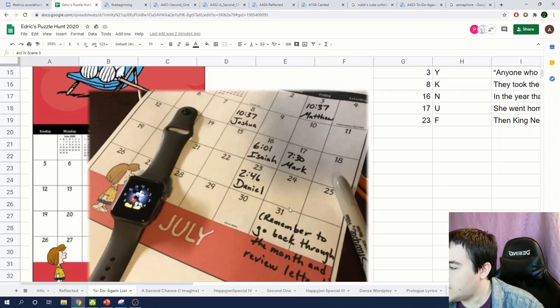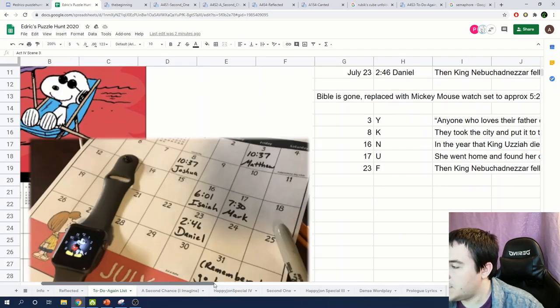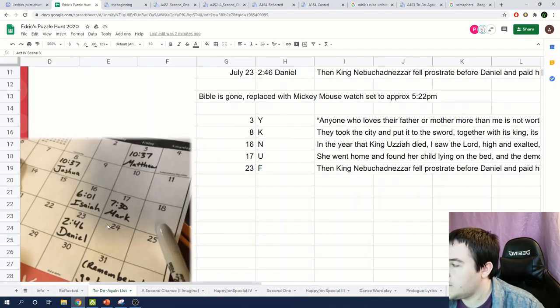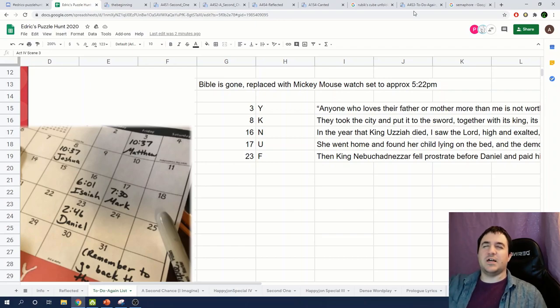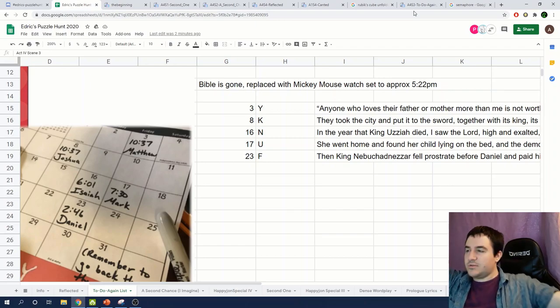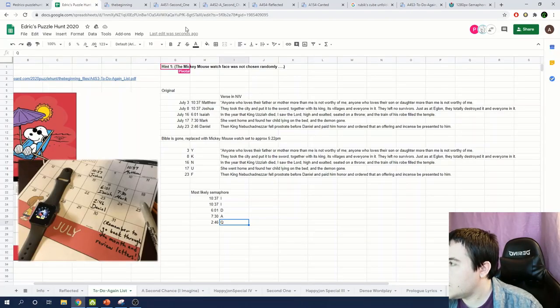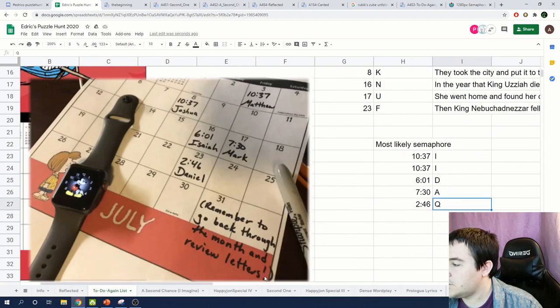pointing with the arms. So I'm thinking this is instead gonna be semaphore. So like if Mickey's pointing at 2:46, his one arm's gonna be up left, and his other arm's gonna be pretty much dead out to the right. And now I'm not sure what to do with these semaphore letters.